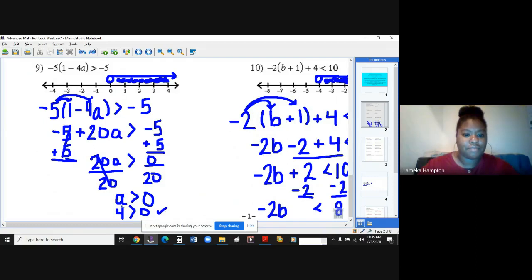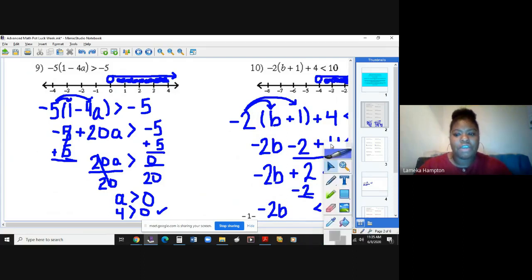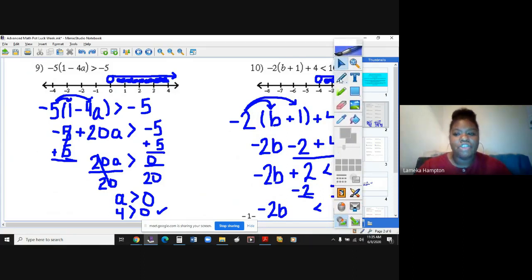Now, just to further prove that my answer is correct, I'm going to pick a number from the left side, just to show you how you can check your work to make sure that you are doing this properly. So I'm going to pick -1.